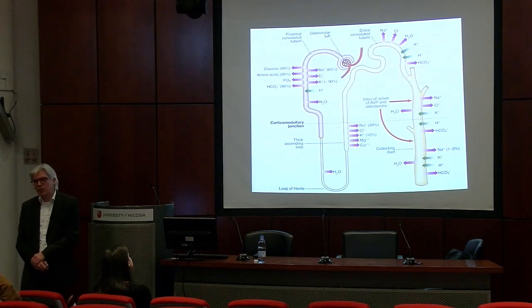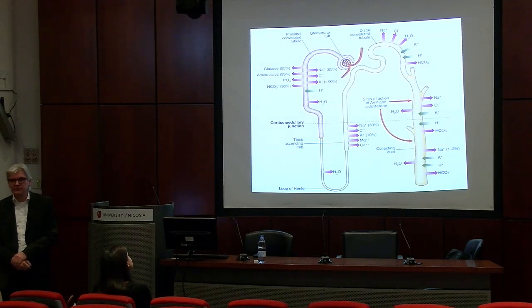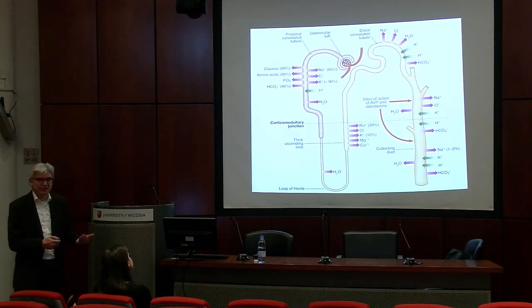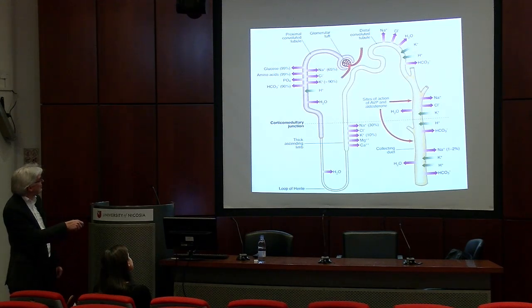So what happens with potassium in the urine? Or in the kidneys, I should say. Well, in this slide you see a schematic illustration of a nephron, the functional unit of the kidney. Here we have the glomerulus, the proximal tubule, the descending limb of the loop of Henle, the ascending limb of the loop of Henle, the distal tubule, and the collecting duct.